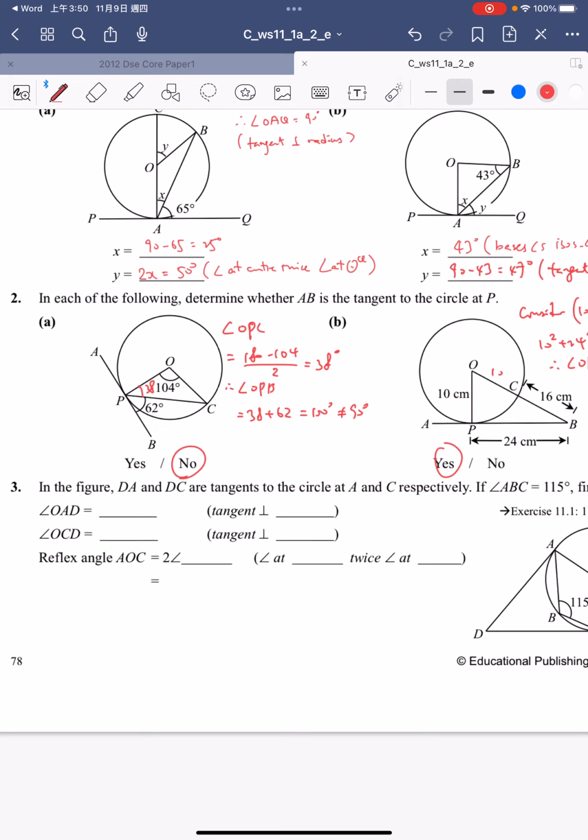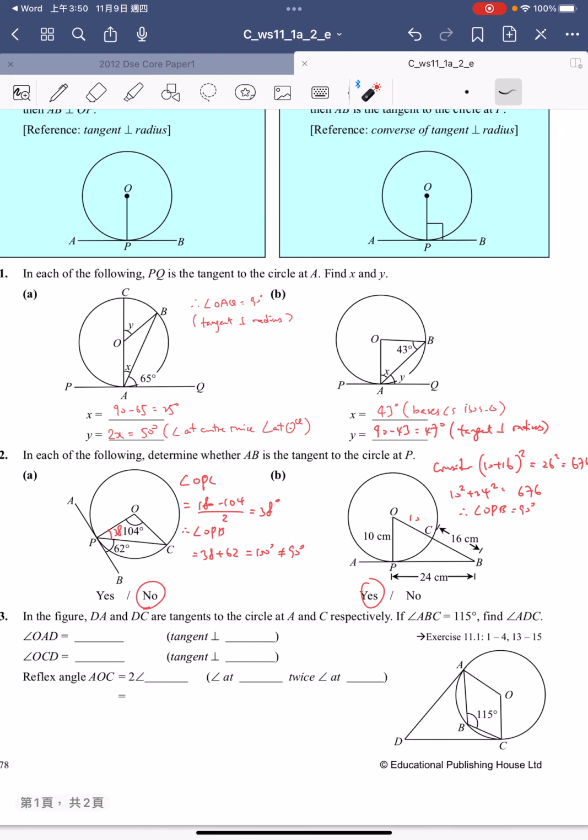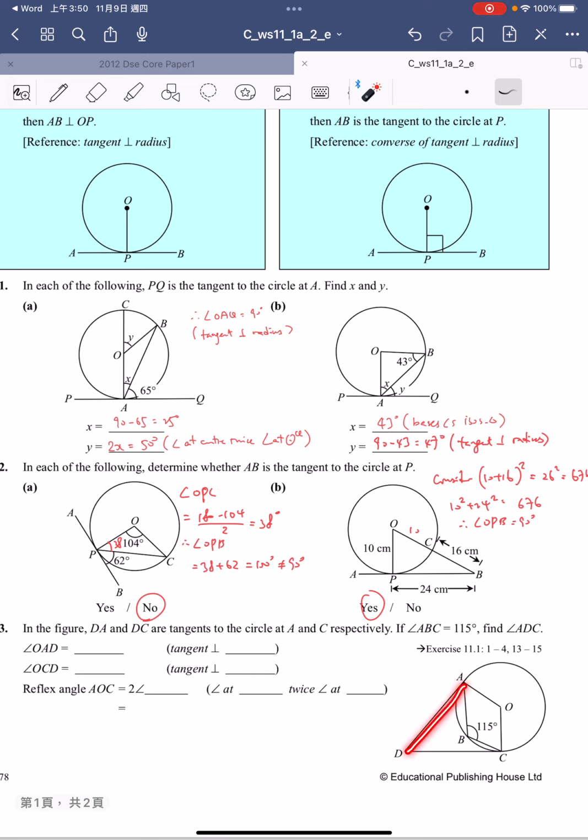Let's now do question 3. In the figure, we have DA as the tangent line and DC as the tangent line to A and C respectively. Angle ABC is equal to 115. They're asking you to find this angle ADC. First of all, we have DA is the tangent and DC is the tangent, which means that angle DAO is 90 degrees and angle DCO is 90 degrees.